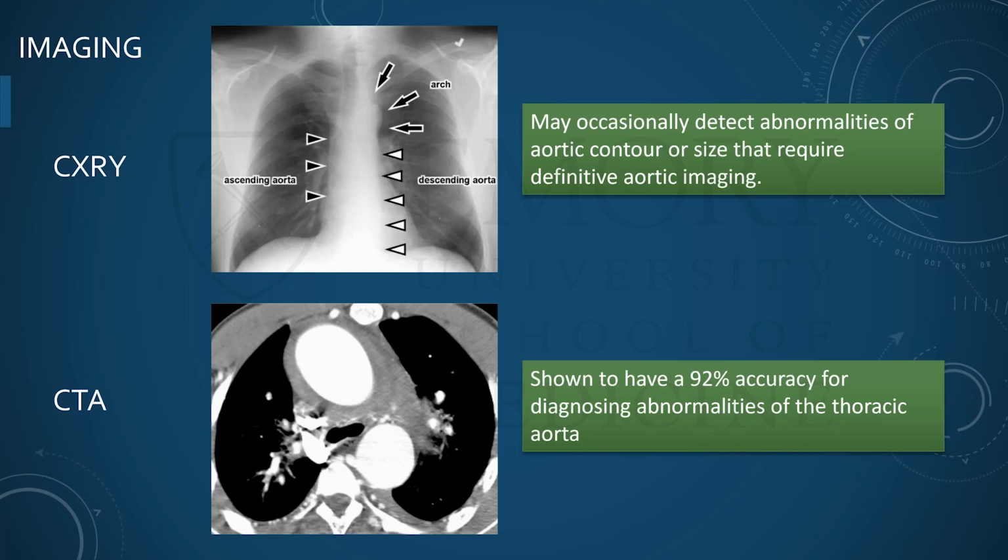It has a very low sensitivity and specificity for aortic disease, but oftentimes we can identify mediastinal widening. A lot of times we can identify the right border and the aortic arch, and sometimes the left border of the aorta, but this is not going to be something that we use on a regular basis. CTA is going to be one of our workhorses, and it's shown to have 92% accuracy for diagnosing abnormalities of the thoracic aorta, with non-con CT being much less sensitive and specific.